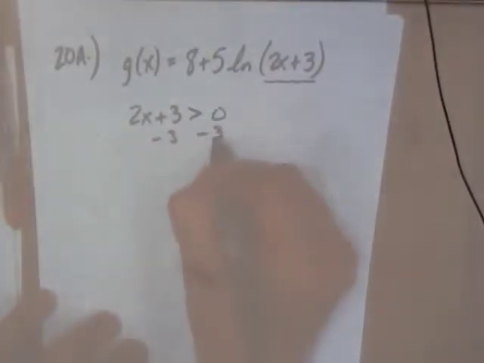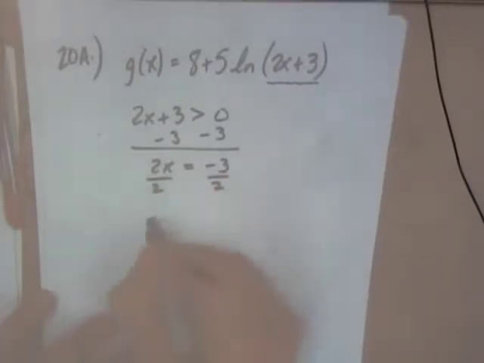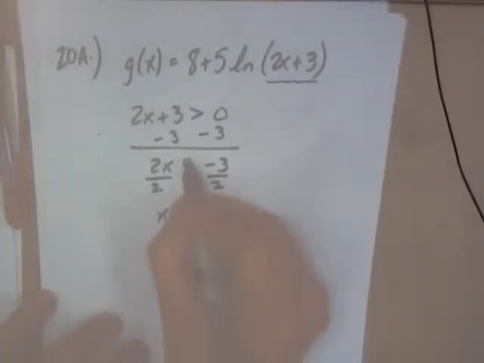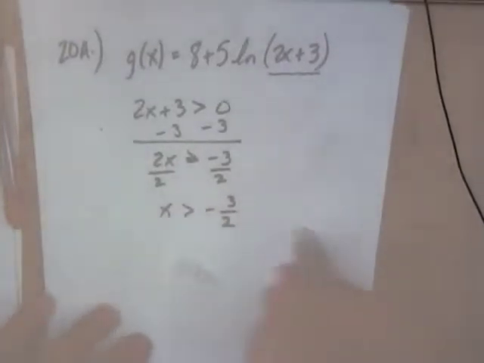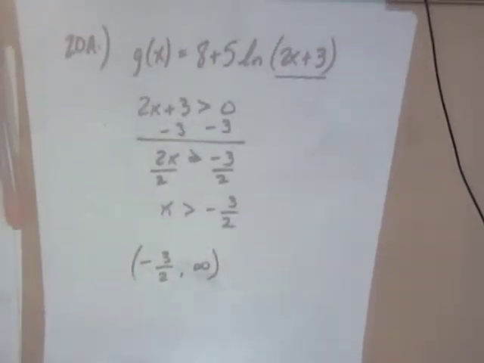Minus 3 to both sides. 2x equals negative 3 divided by 2. So my x has to be greater than negative 3 halves. That's my domain. So in other words, negative 3 halves to infinity. Remember, don't include negative 3 halves. You cannot take the log of 0 either. Questions on 20A?